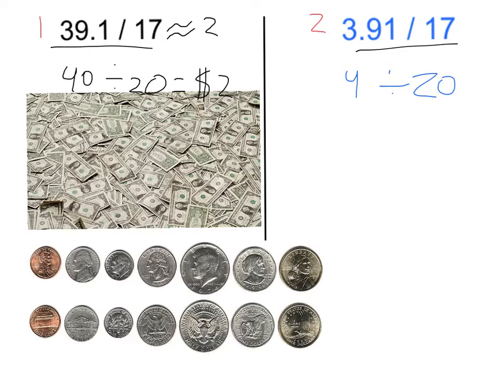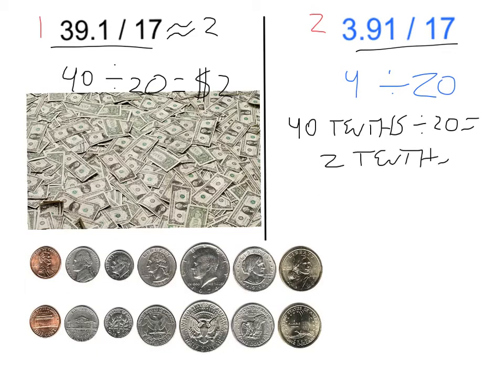So we can think about 4 a few different ways. We could think about it as 4 ones, or we could think of it like 40 tenths. We can divide 40 tenths by 20 really easily. 40 tenths divided by 20 would just be 2 tenths, which is a pretty easy problem.